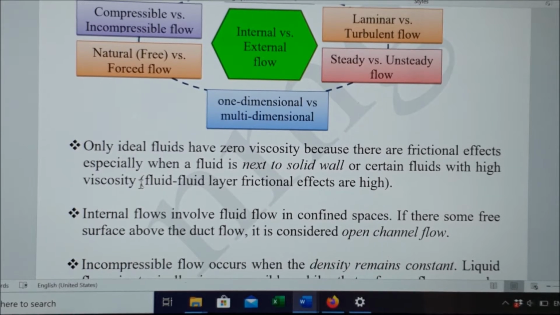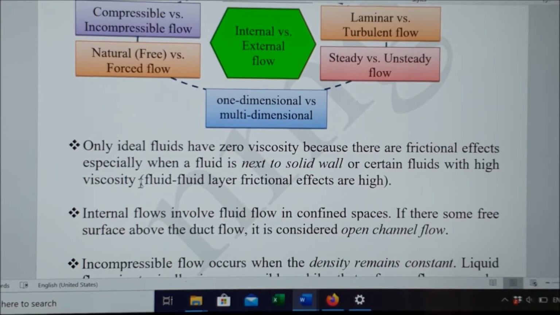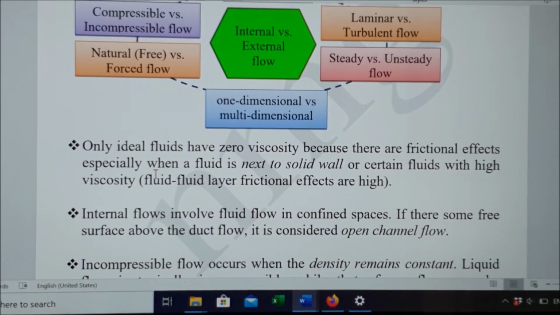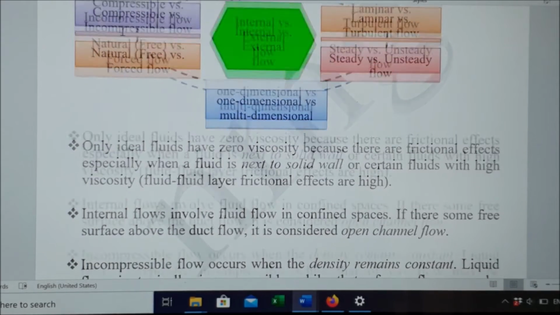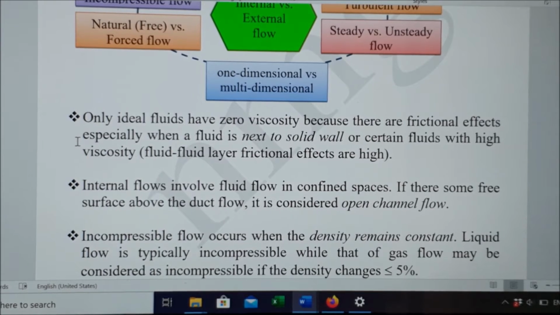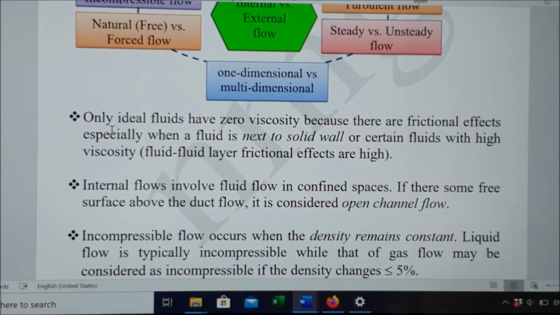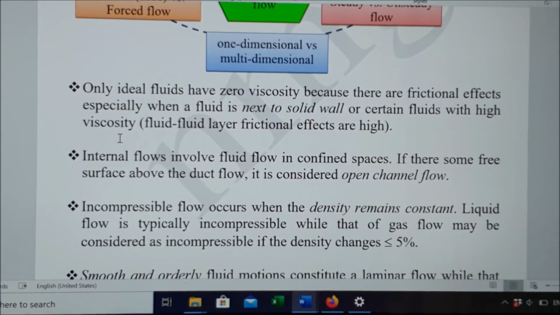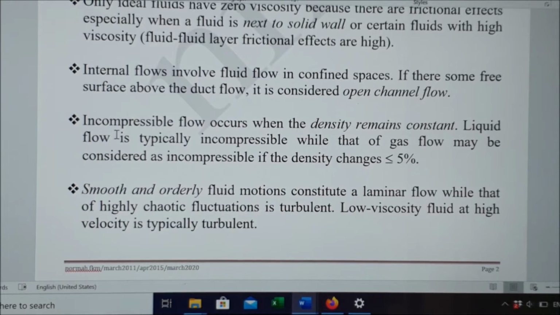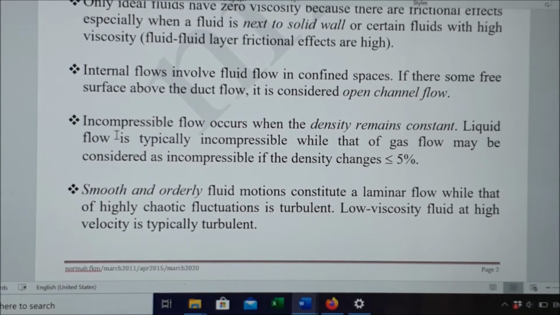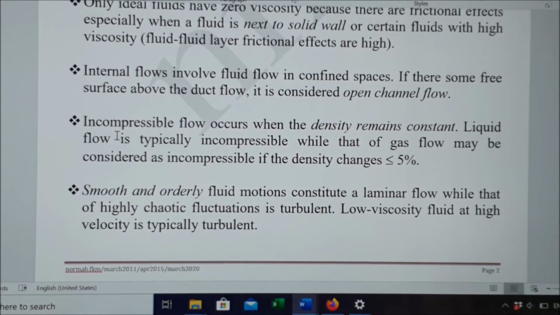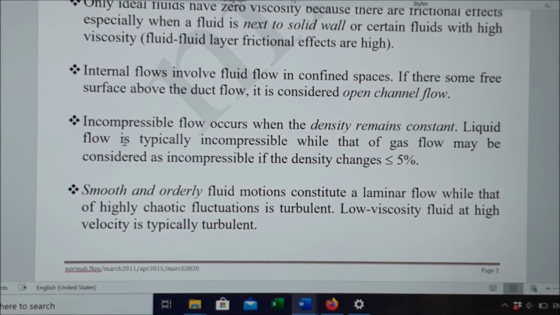Zero viscosity means there are no frictional effects between the fluid flowing over a solid wall. There is no slip. Sorry, there is a free slip, and between fluid layers. Internal flows involve fluid flow in confined spaces, and if there is a free surface above the duct flow, it is considered open channel flow, which we will not cover in this course. Incompressible flow occurs when the density remains constant. Liquid flow is typically incompressible, while gas flow may be considered incompressible if the density change is less than or equal to 5%.